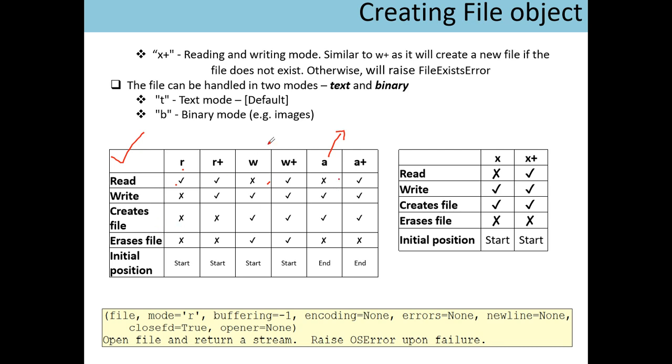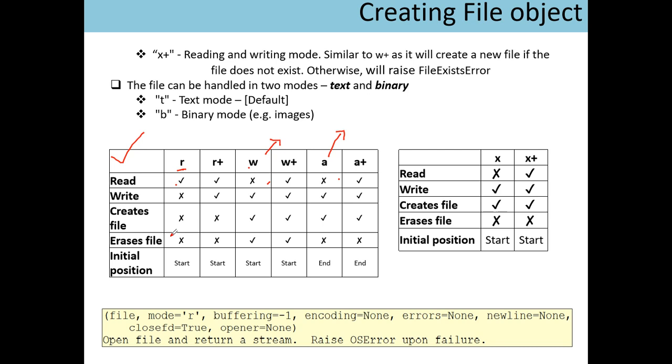Write means whenever there is a file, if the file is existing, then the file will be overwritten. If the file does not exist, then it will be created. So when you open a file in write mode, if the file is existing, it will be overwritten, otherwise it will be created. When you open a file in read mode, it will open the file if the file is existing. If the file does not exist, it will raise an error or exception.